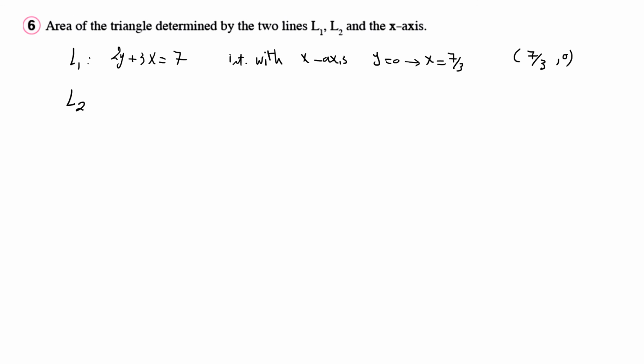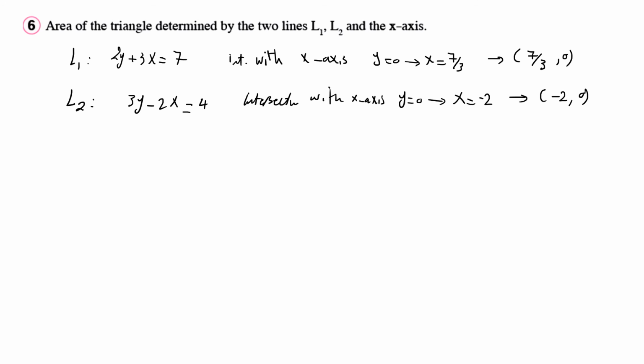And to find the intersection of the second straight line, 3y minus 2x equal to 4, with the x-axis, we put y equals 0. So x will equal negative 2. So the point of intersection will be (negative 2, 0).